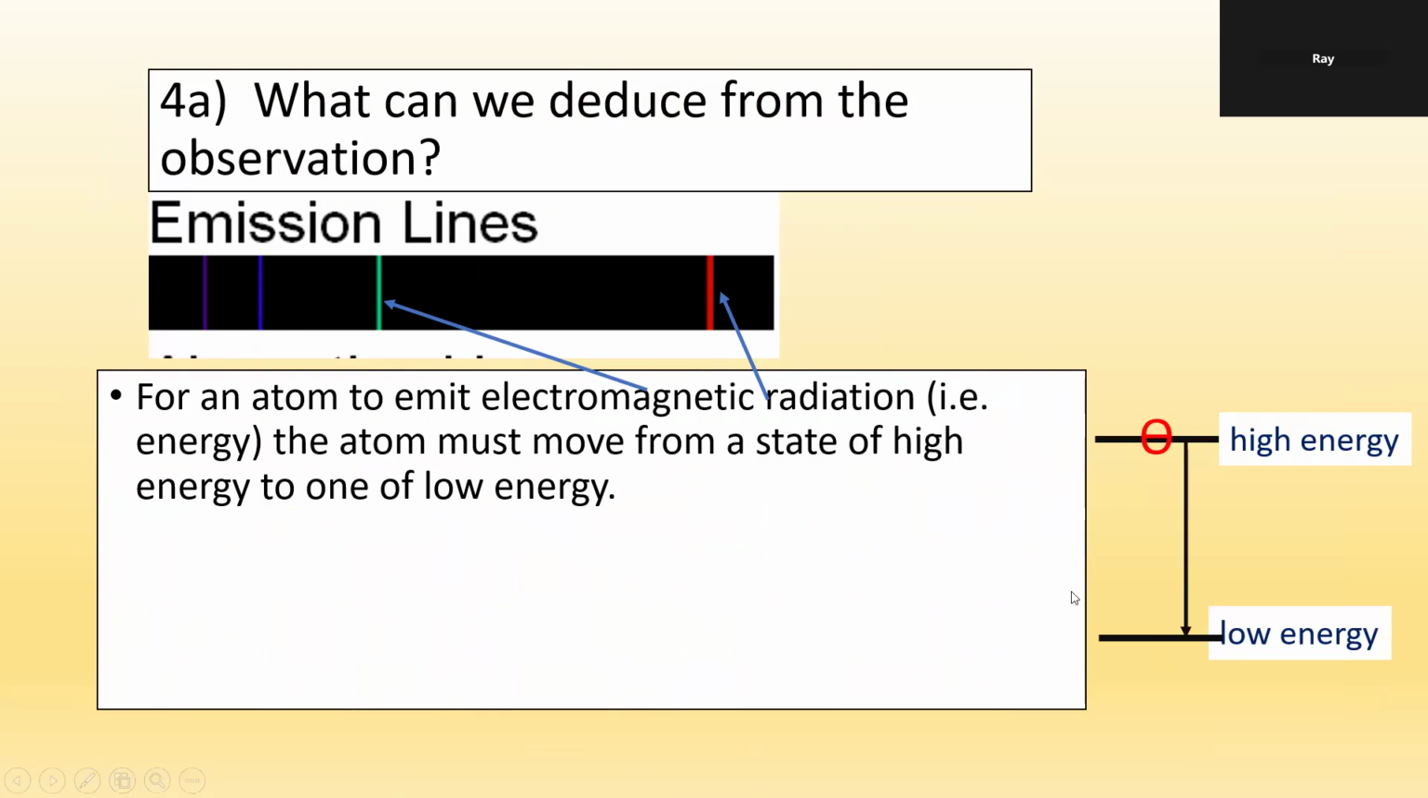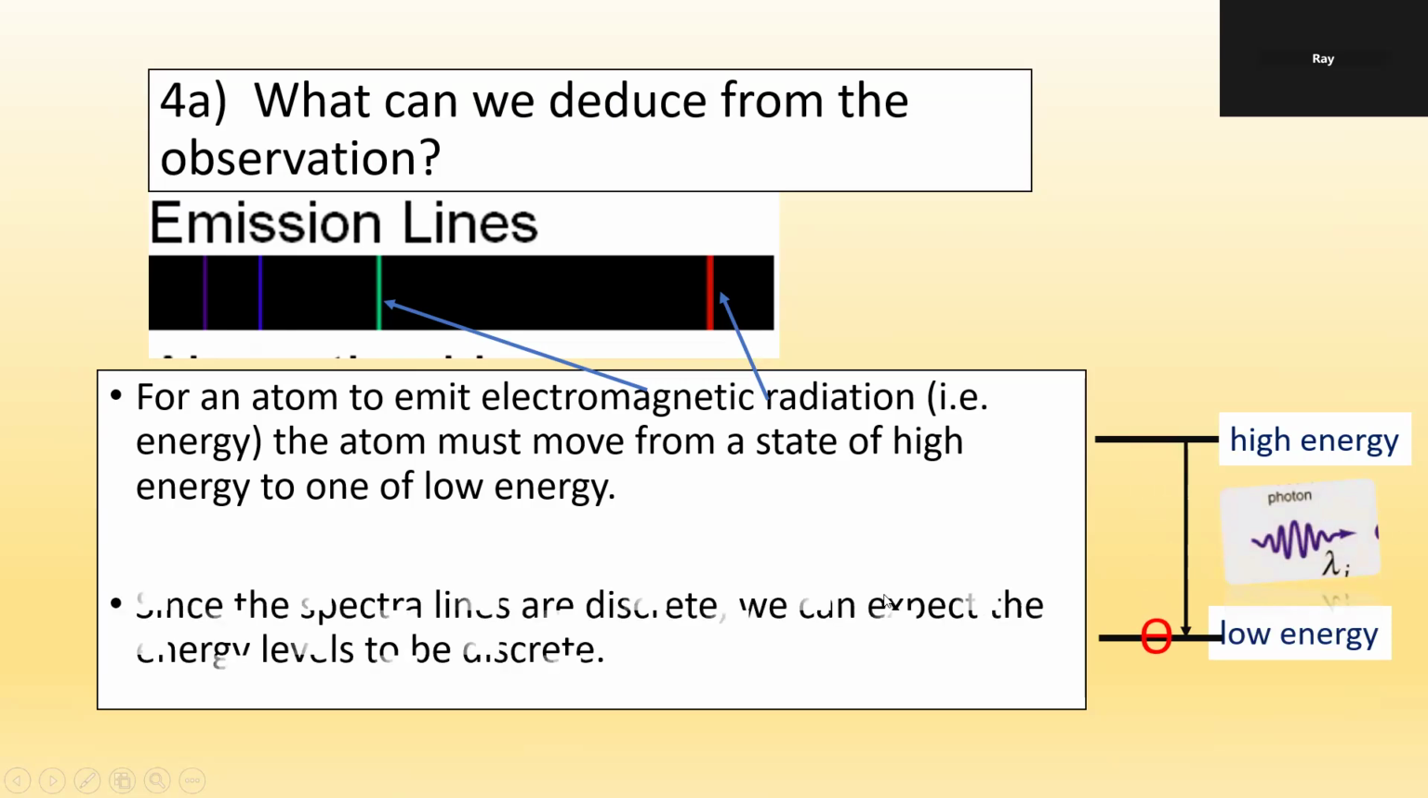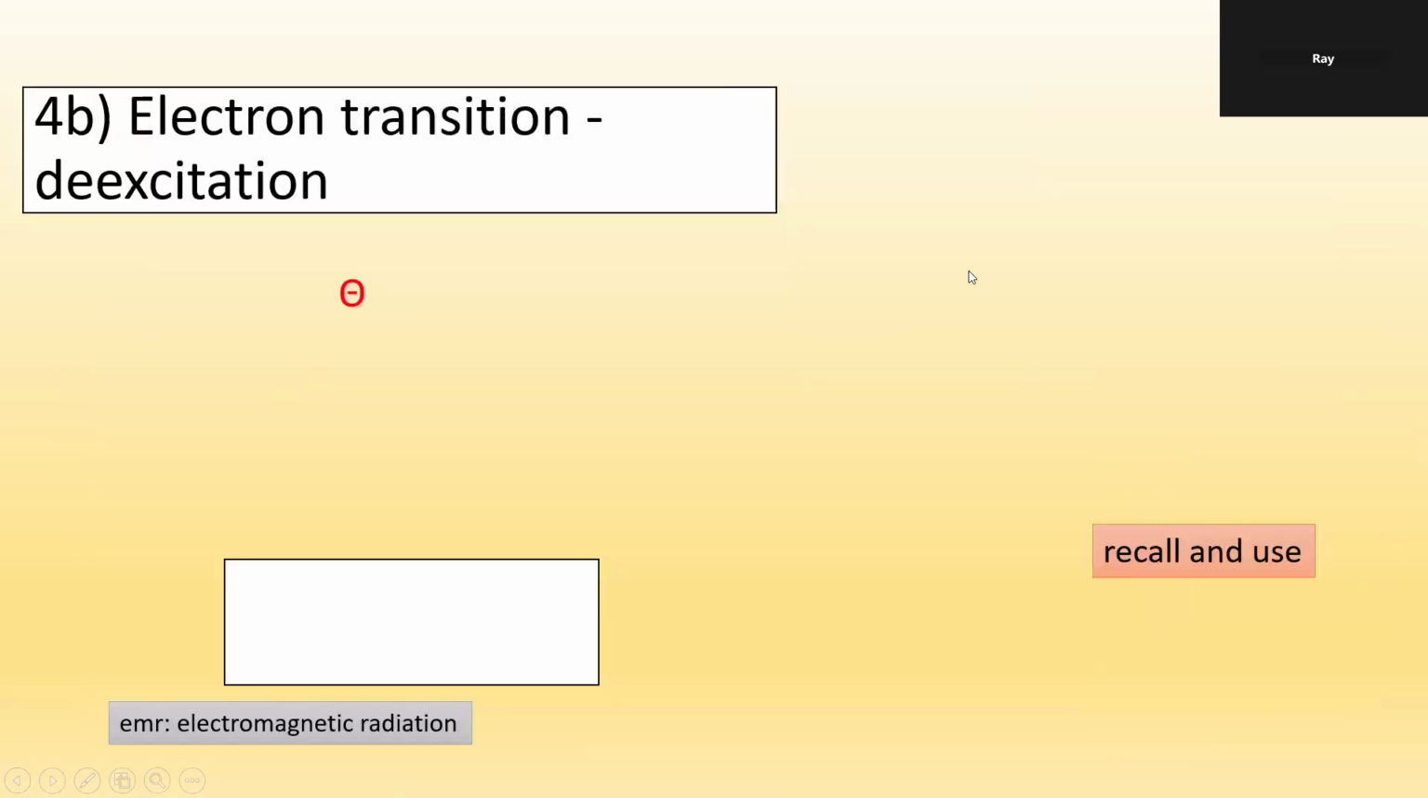And then it emits electromagnetic radiation, a photon of electromagnetic radiation. Since the spectral lines are discrete, we can expect the energy levels to be discrete, right? The lines are discrete, so the energy levels must also be discrete. Electron transition, the excitation, right?